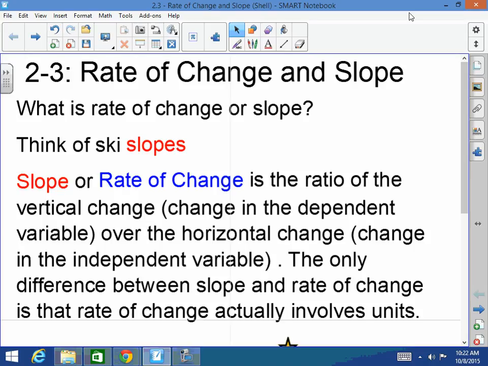Today we're going to talk about rate of change or slope. It's really the same thing. You may be asking, okay, what is rate of change or slope? Let's think of a ski slope, guys.